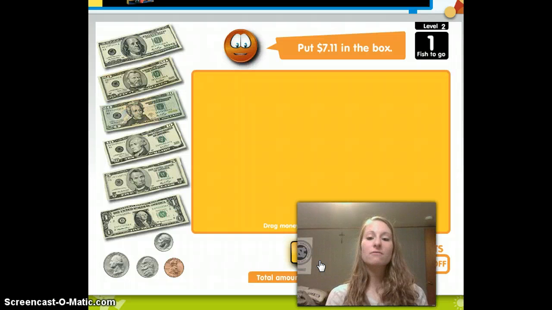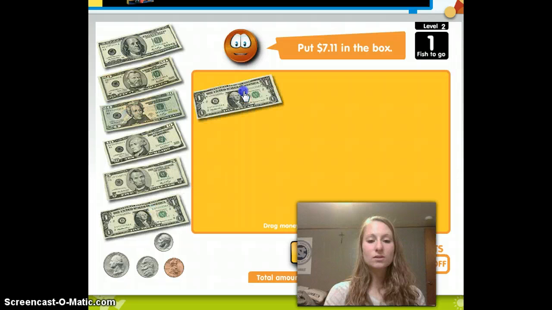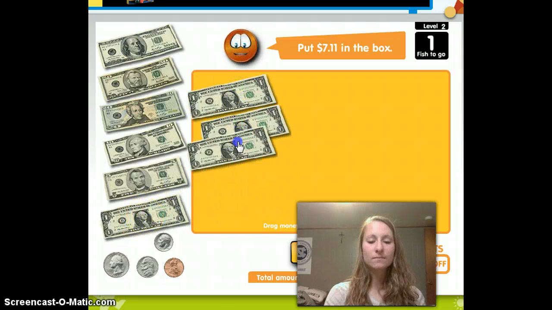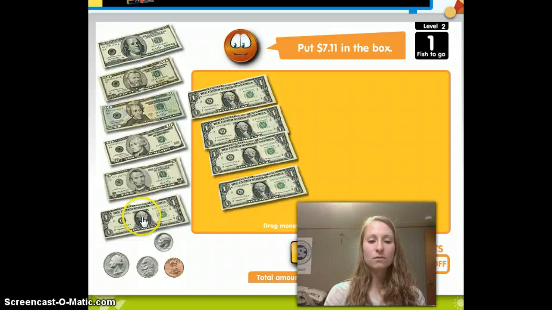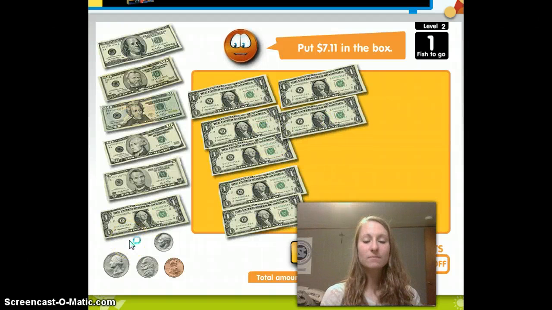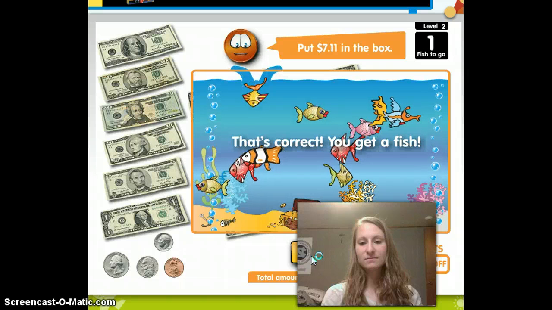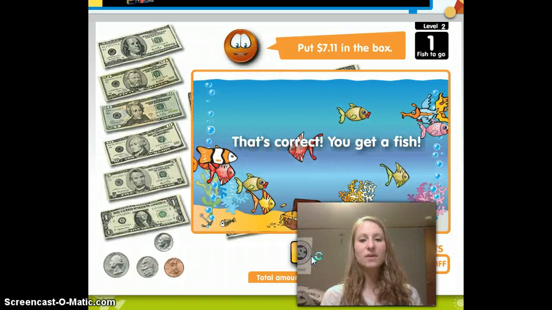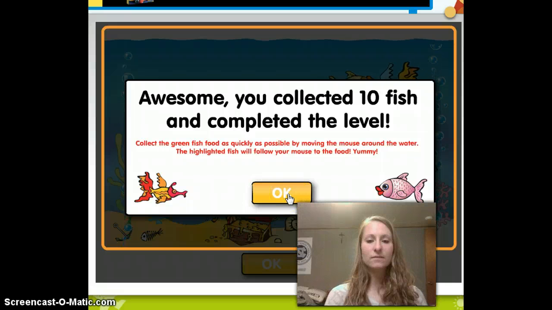Now we need $7.11. Now say we don't have a 5. What should we do? No, we can't use a 10. Well, we could use a 10, but we're going to try to get exact change. So we can use 7 $1 bills. 4, 5, 6, 7. And now we need 11 cents. And say we don't have a dime. So what can we use then? Correct. 2 nickels and 1 penny. Good job. You guys completed that very well.